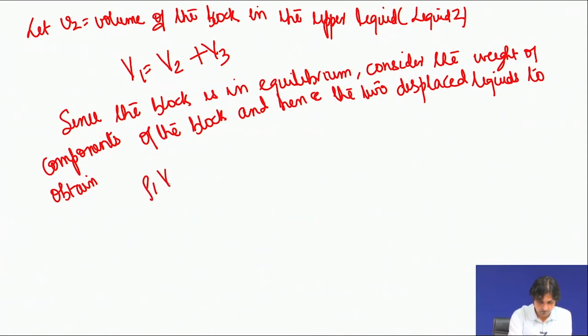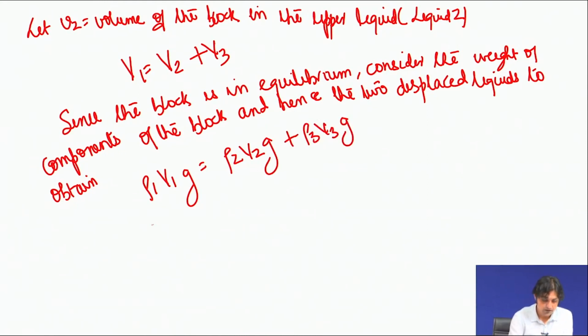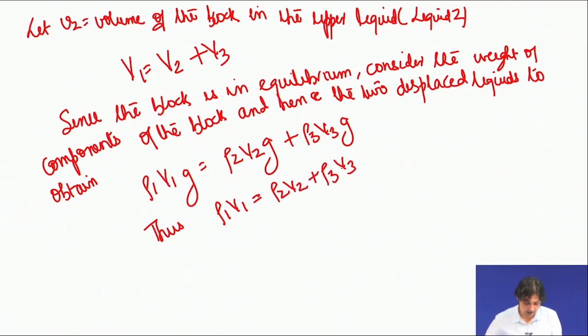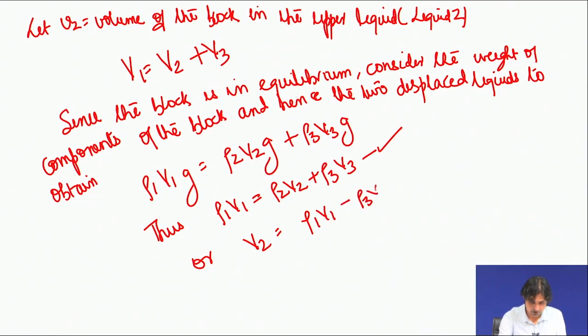Rho 1 V1 g is equal to rho 2 V2 g plus rho 3 V3 g, right? Thus rho 1 V1 is equal to rho 2 V2 plus rho 3 V3. That is correct. Or we can simply write V2 is equal to, using this equation here, rho 1 V1 minus rho 3 V3 divided by rho 2. Okay.